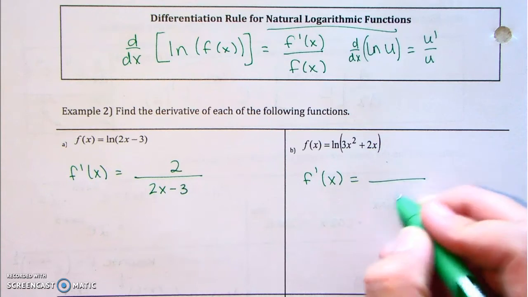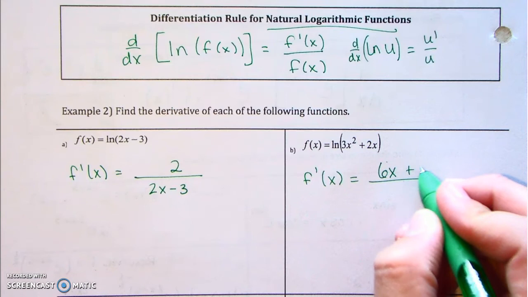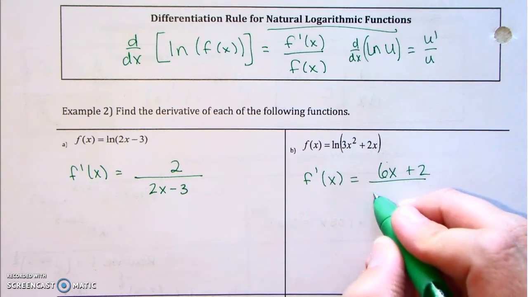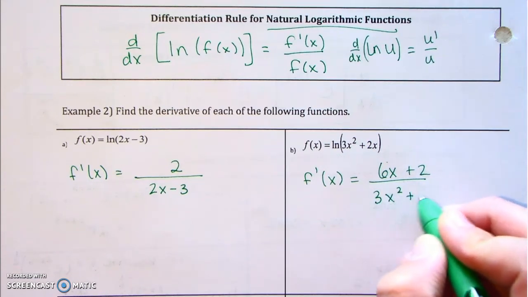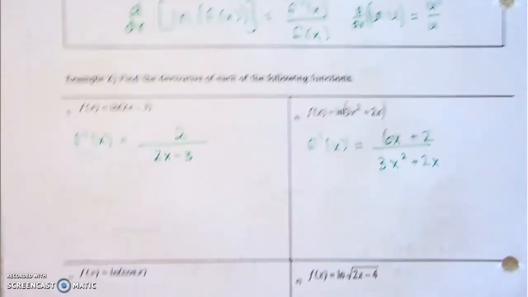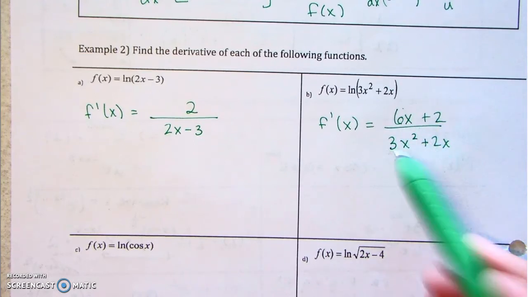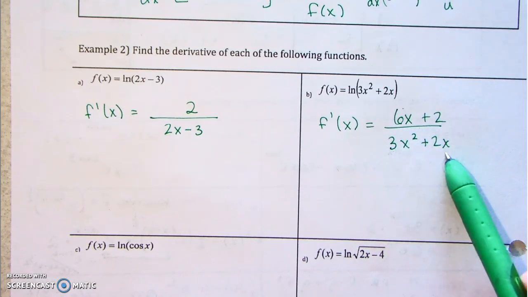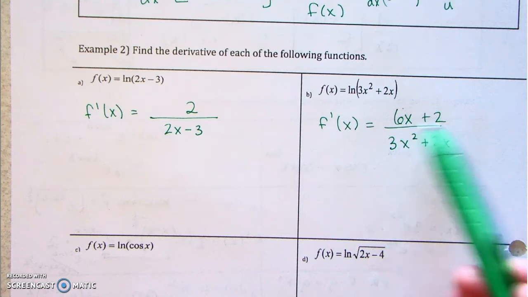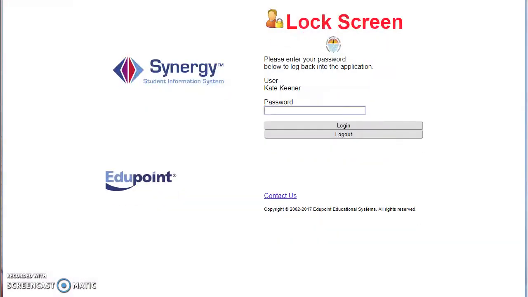Okay, the derivative. Ready? U prime over U. Any common factors? If you go, oh yeah, there's a 2, nope, there's not a 2. Is there an x? Nope. Is there a 3 in everything? Nope. So we're done.